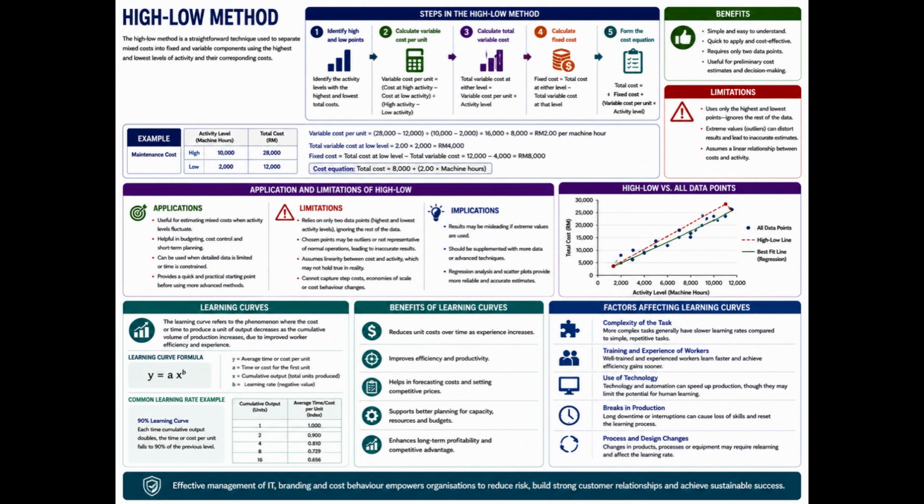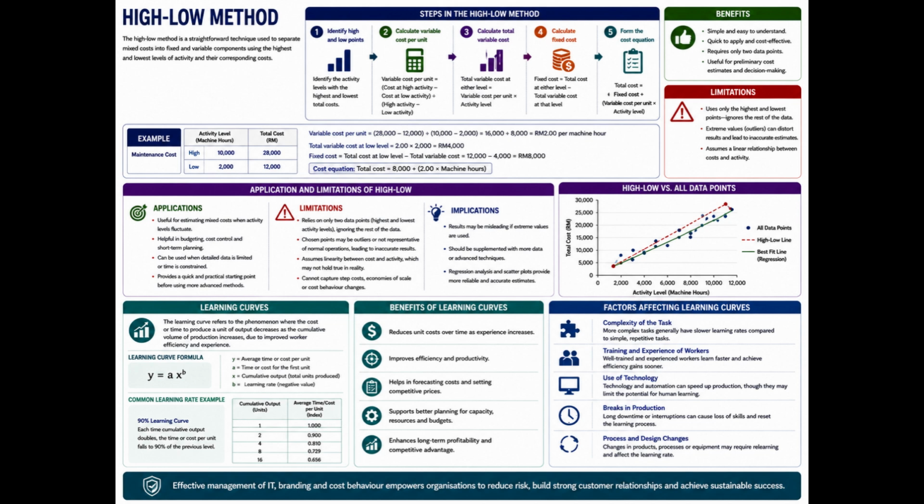Then, the variable cost per unit is calculated by subtracting the cost at the lowest activity level from the cost of the highest activity level, and dividing the difference by the change in activity levels. This provides the variable cost per unit. Once the variable cost is determined, the fixed cost is calculated by subtracting the total variable cost at either the high or low activity level from the total cost at that level.